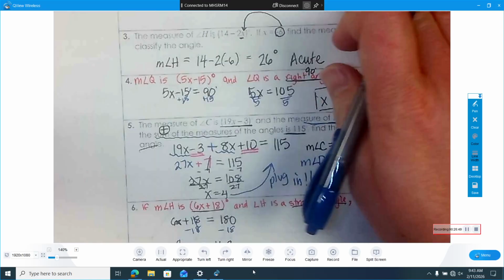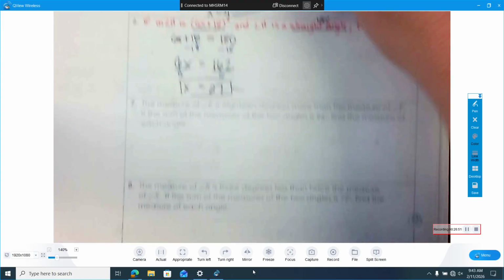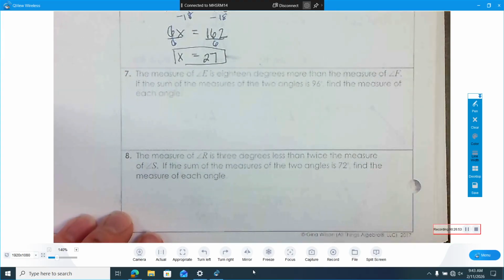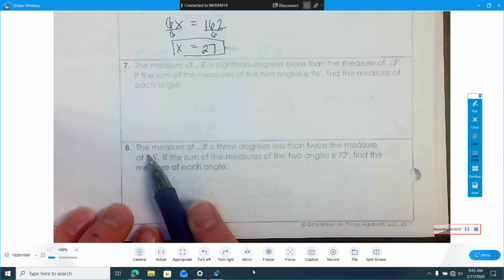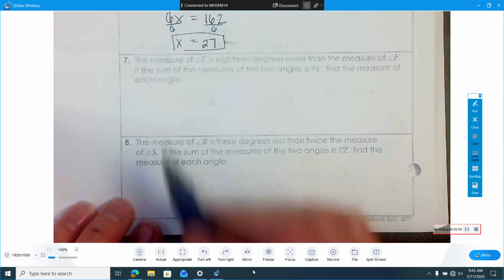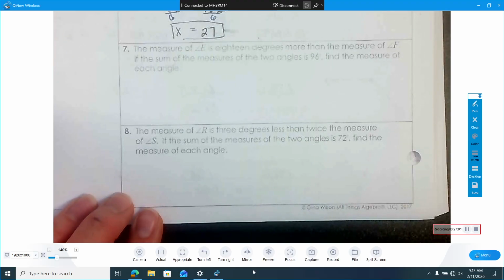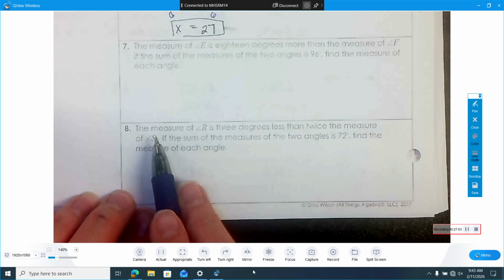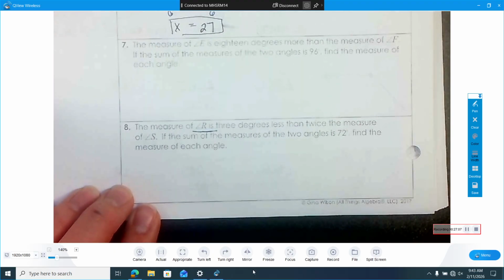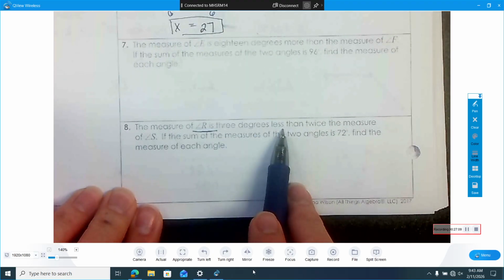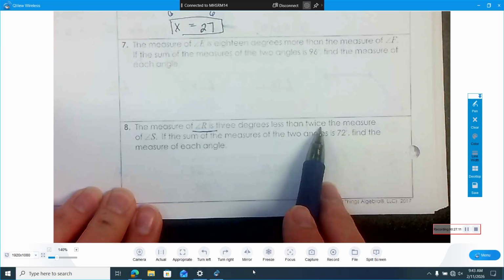All right, last thing here. I just want you to be really good on the homework, okay? That's why. All right, this one, number 8. Number 7 and 8 are very, very similar, but number 8 is a little bit harder. The measure of angle R is 3 degrees less than twice the measure.